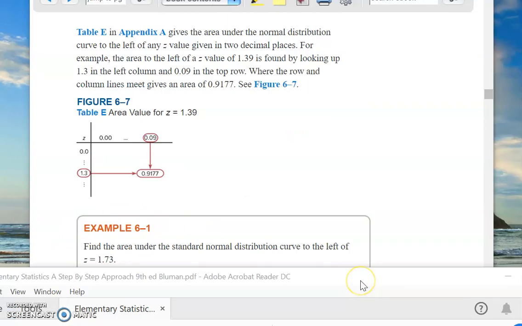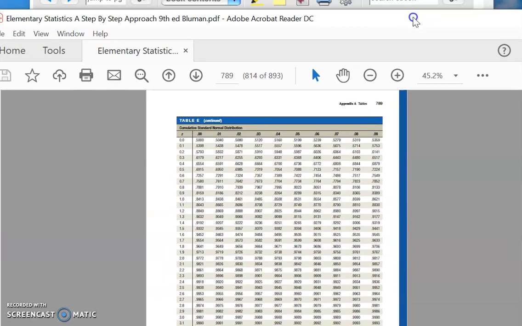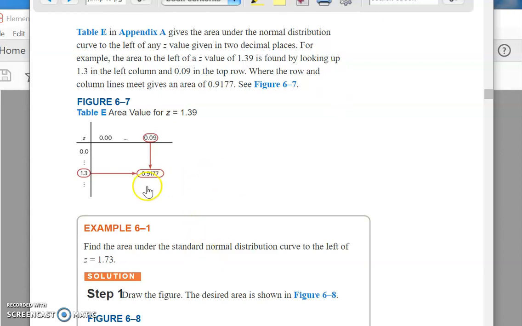So real quick, I got the PDF book. 1.39 is what we're looking for. Here's the table in the back of your book. Here are your z-scores. You come down here to 1.3. Then you go over here, where it has the second digit, that's the 0.09. So 1.39 right there, 0.9177. That's exactly what we got.